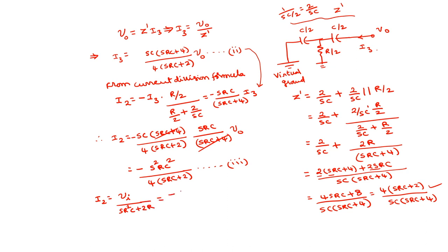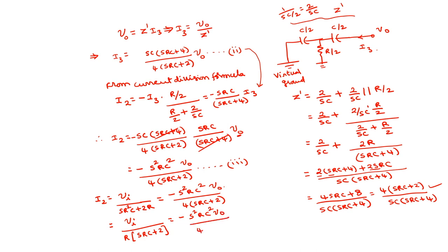This is also equal to minus S square R C square divided by 4 times (SRC plus 2) into V0. This into V0 is there here also. So now here, if I take SRC plus 2 common in this denominator, this is equal to minus S square R C square V naught divided by 4 times (SRC plus 2). So this SRC plus 2, SRC plus 2 get cancelled.